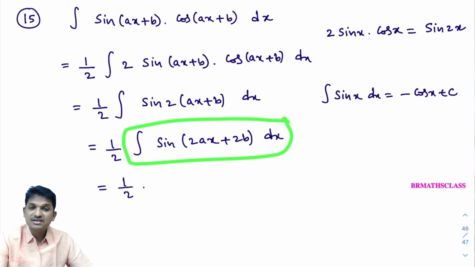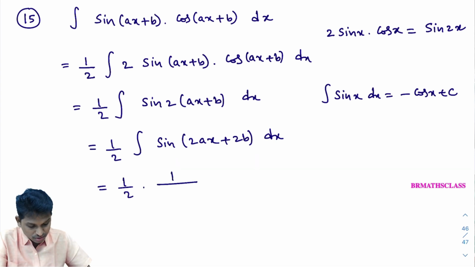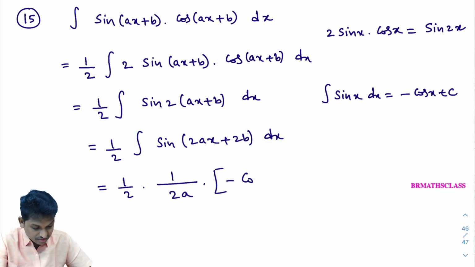How? Its answer starts from the beginning of this class. I am discussing the same thing. In place of x, if ax plus b is present, then its answer starts with 1 divided by the x coefficient. What is the x coefficient? The x coefficient is 2a here. The x coefficient is 2a into, as you know, the integral of sin x dx is minus cos x plus c. So the integral of this is minus cos of 2ax plus 2b plus c.